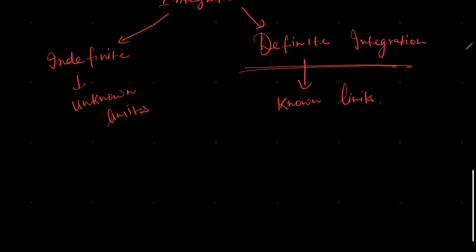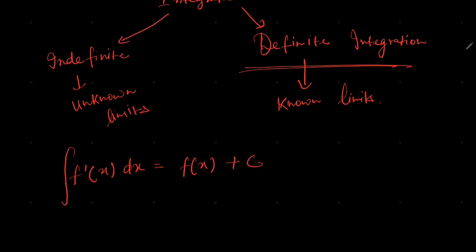Cool. Now you may ask, what is the way to write an indefinite integration? When I'm writing indefinite integration, I'll say the integral of f dash x dx is basically f(x) plus c. Here you can see that I have introduced a constant c, whose value is unknown. Why am I writing an unknown constant?